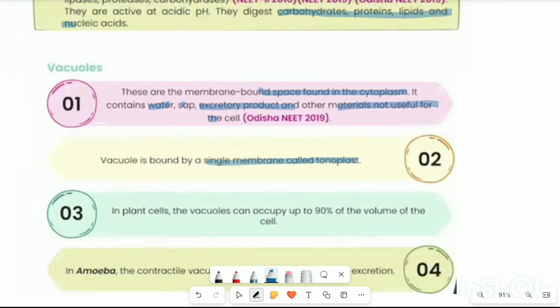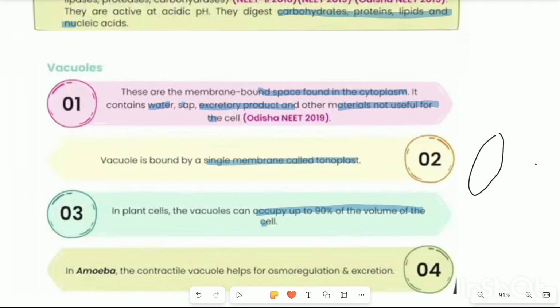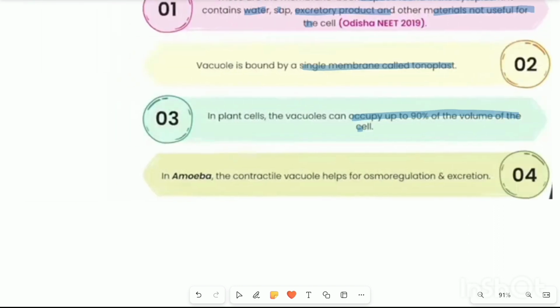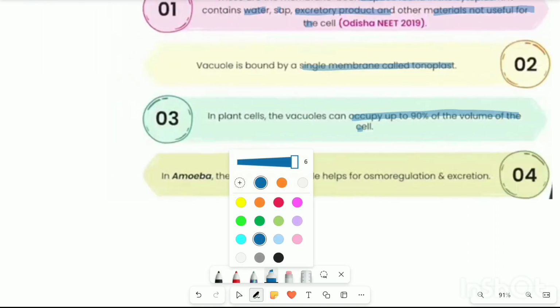If we talk about the vacuole in plant cells, it occupies 90% of the cell. We have seen when we were looking at the diagram of plant cell and animal cell that the vacuole in plant cell is larger than in animal cell. That's why the vacuole of plant cell occupies 90% of the volume of the cell. And in amoeba, the contractile vacuole helps in osmoregulation and excretion.